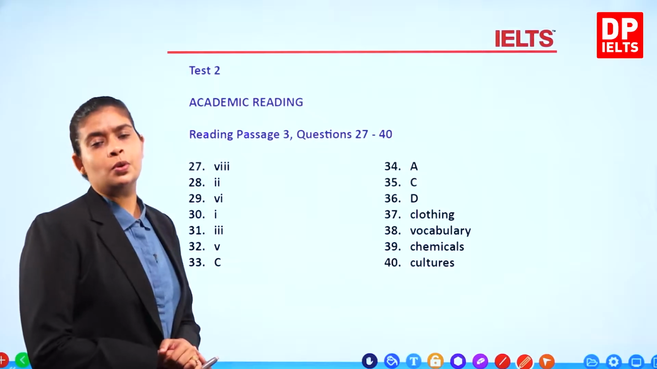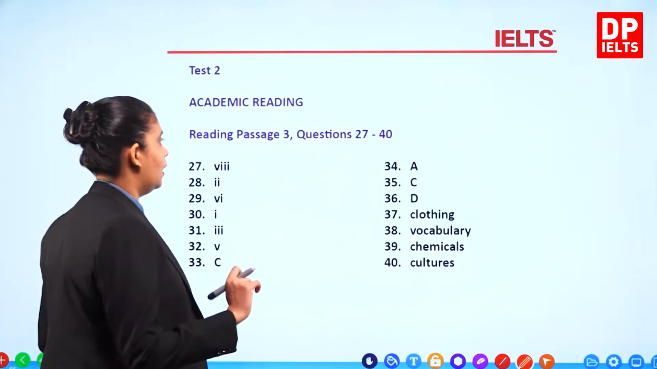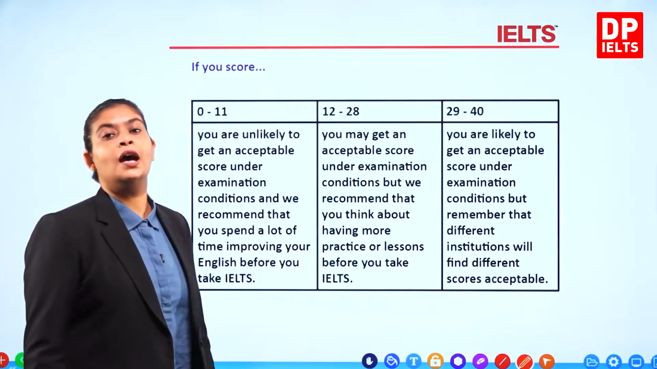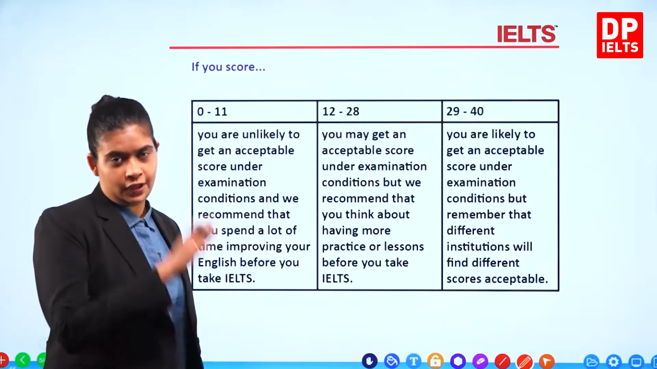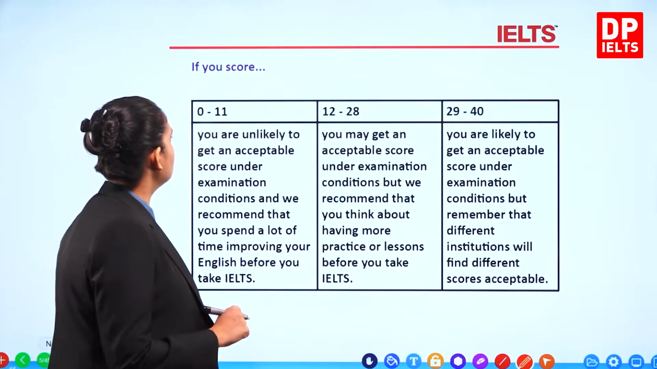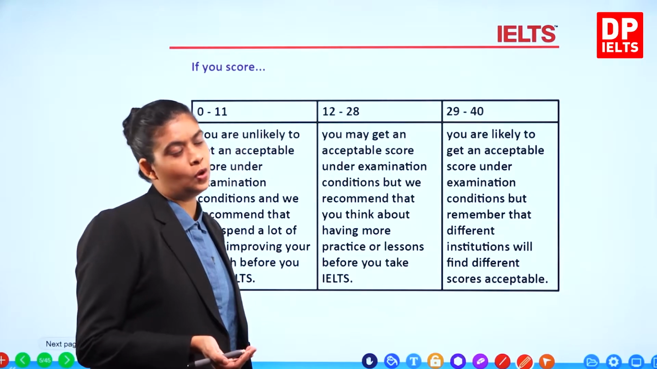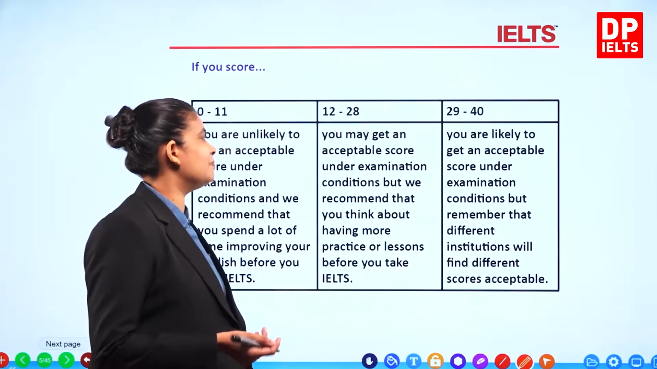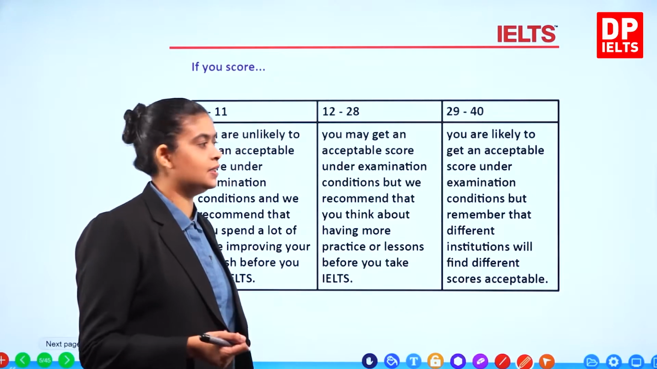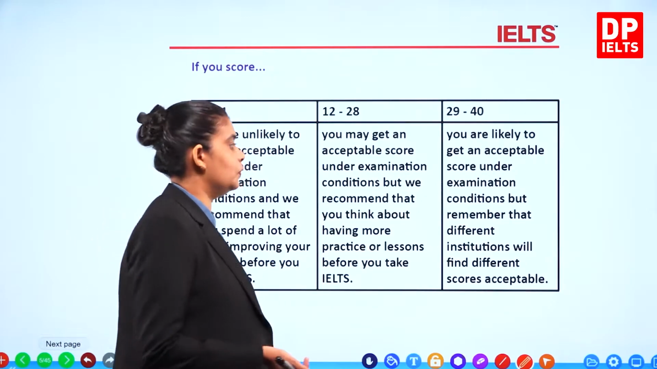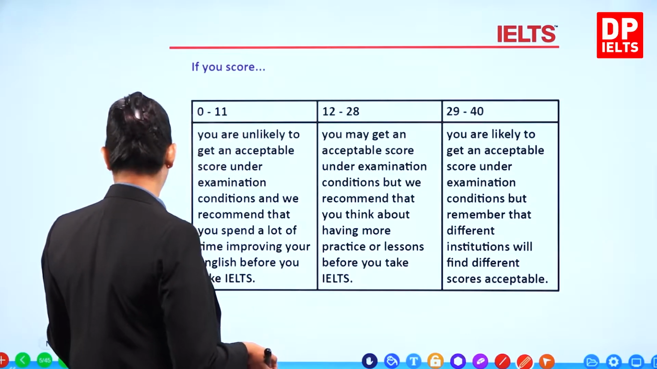You can put your score out of 40 and then go and put your band score. You know how to calculate it because I've shown it to you in lesson 1 in the reading pillar. So 0 to 11, highly unlikely you're going to get an acceptable score. 12 to 20, probably okay, you might get an acceptable score. 29 to 40, it's highly likely that you will get a good score.